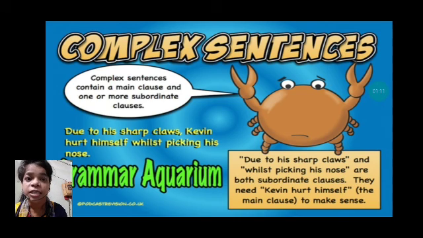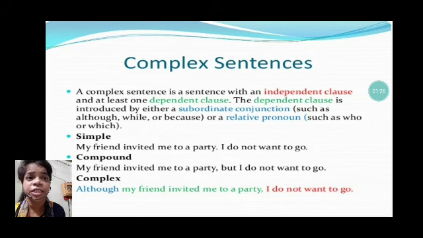And as the definition was given by the crab, that complex sentences contain a main clause and one or more subordinate clauses, in this statement we got one main clause and two subordinate clauses. Let's see now the proper definition. A complex sentence is a sentence with an independent clause and at least one dependent clause. So here independent clause means main clause. That was the definition in the earlier slide. And dependent clause means subordinate clause.